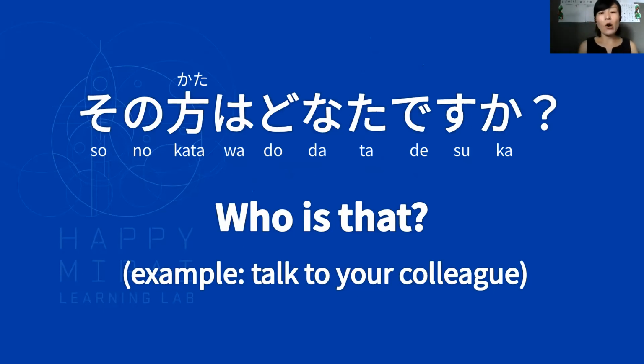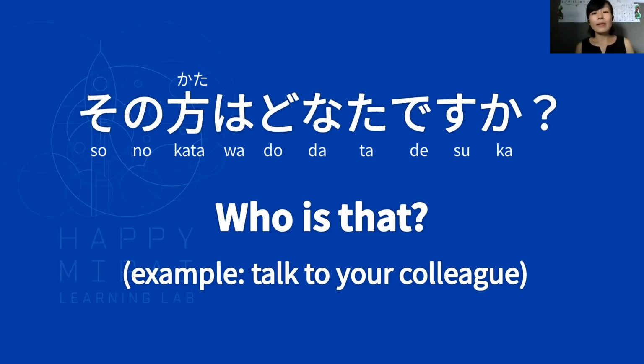So, for example, you're talking to your colleagues and you want to ask your colleague, who is that person? You never know whether it's the big boss or the very important client from a different company. So in this kind of situation, you better use kata. Okay, kata. その方はどなたですか? All right.